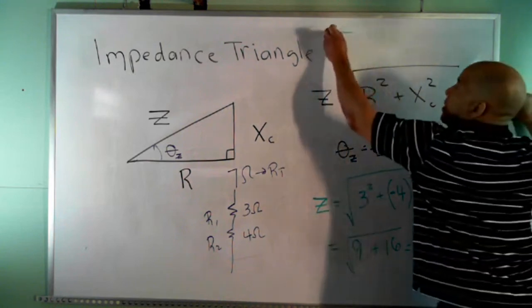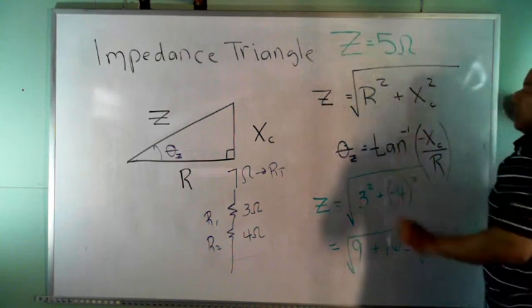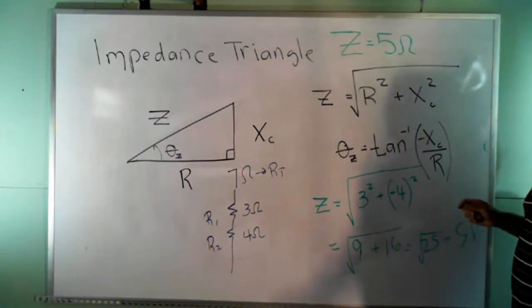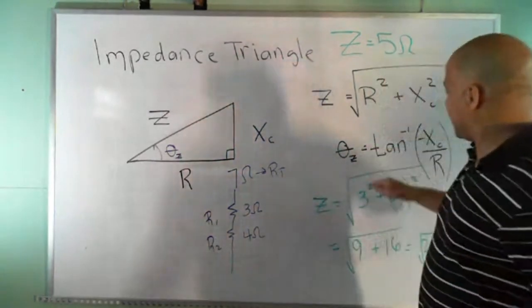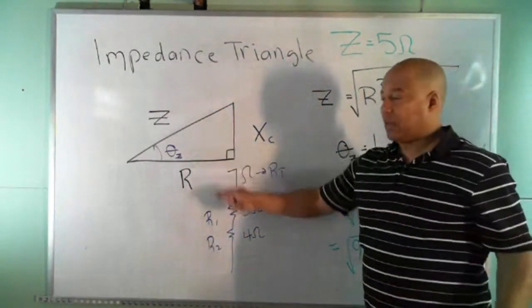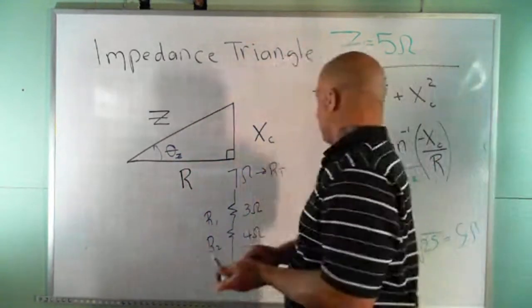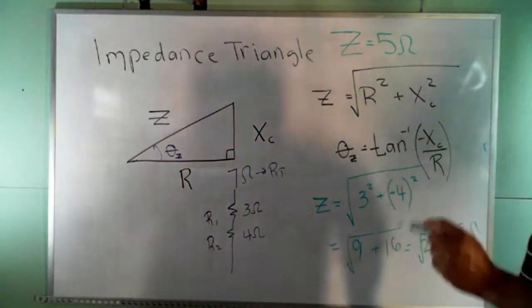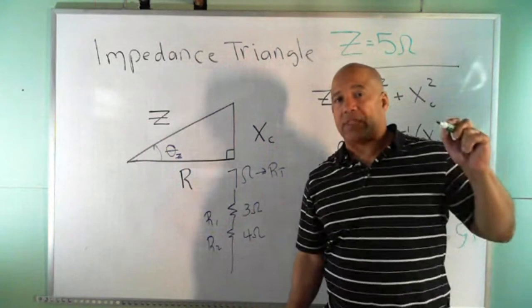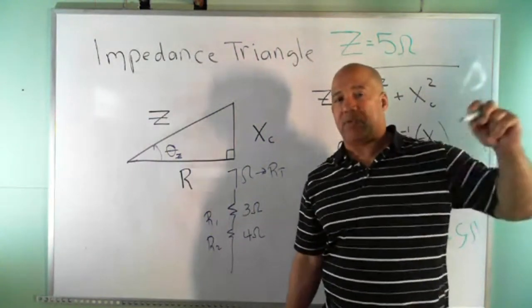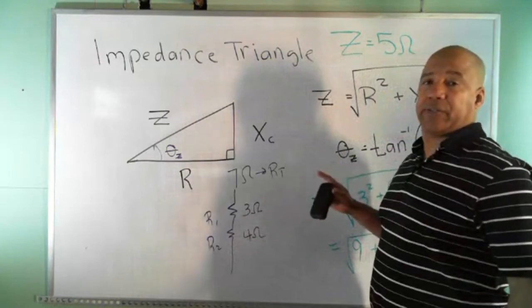So Z is 5 ohms. But with impedance, there's actually two pieces of information. There's Z, and then there's this theta Z we've got to find. I don't have my calculator, but to find theta Z, you would first make sure your calculator is in degrees. That's important. Sometimes students make a mistake and have it in radians and get the wrong answer.